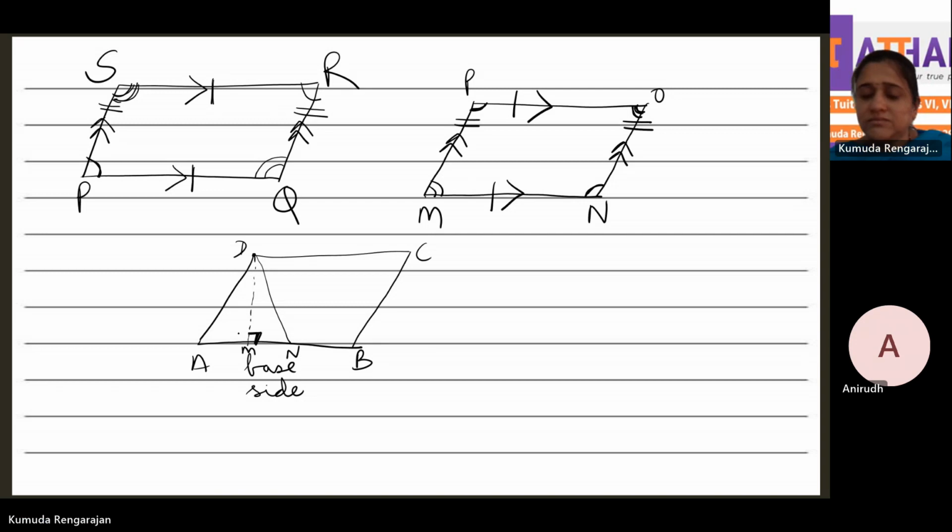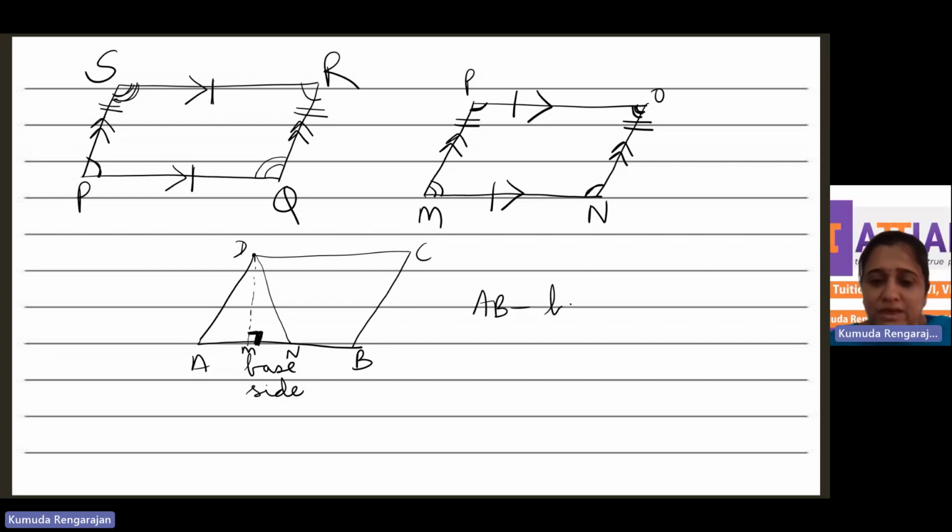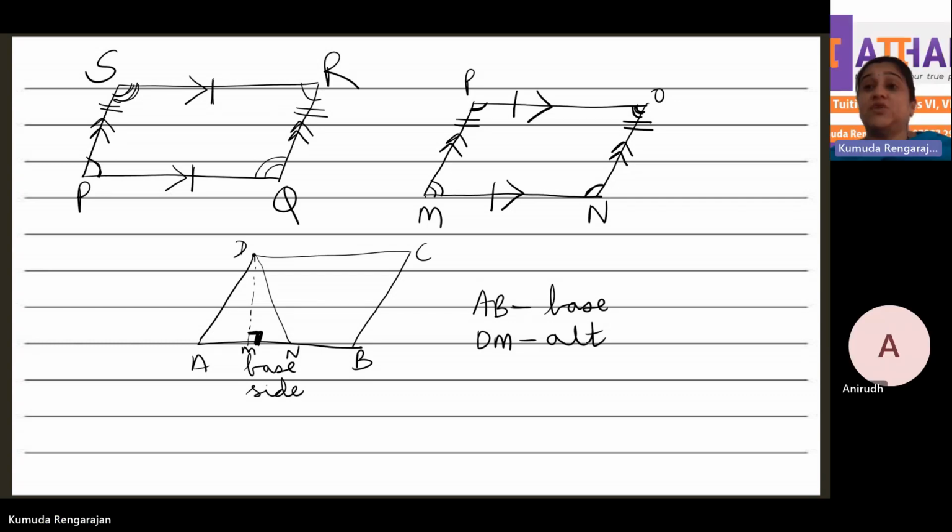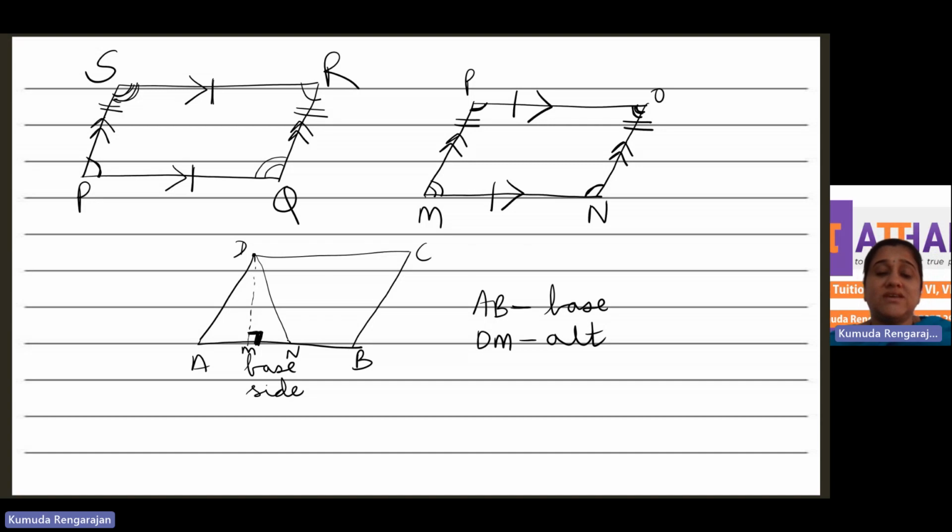Are you following still? If it is an altitude, it should make 90 degrees with AB. You can see here, DM makes 90 degrees. You all know that this symbol stands for a right angle, 90 degrees. So DM is perpendicular to AB. If you take AB as the base, then DM is the altitude. Now there is another line segment DN. DN is not the altitude on AB because it is not making 90 degrees with AB.